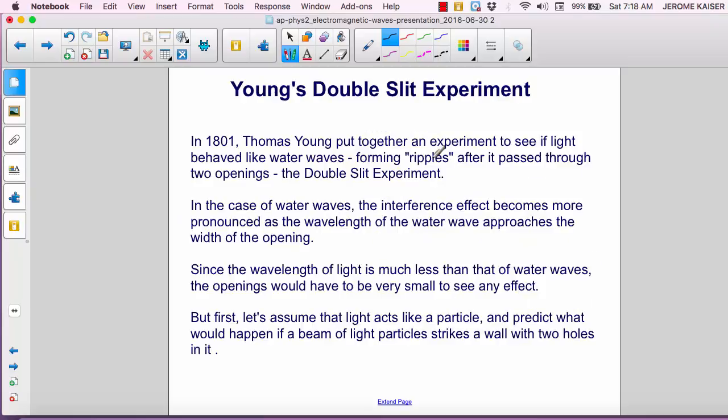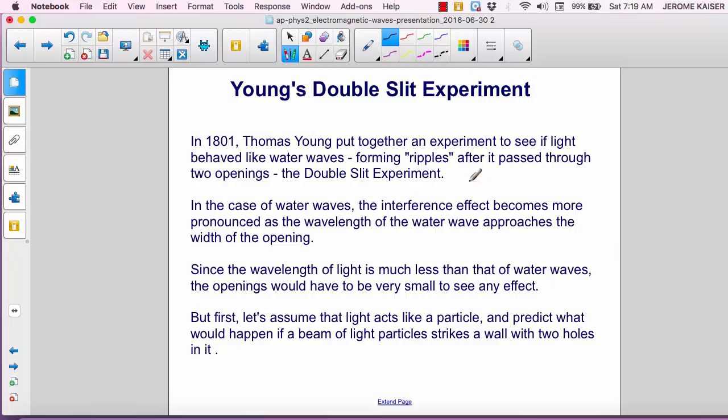In 1801, Thomas Young conducted a very famous experiment, a very critical one. He wanted to see if light would behave like water waves, forming ripples after it passed through two openings. This was known and is known as the double slit experiment. In the case of water waves, the interference effect becomes more pronounced as the wavelength of the water wave approaches the width of the opening. Since the wavelength of light is much less than that of water waves, the openings would have to be very, very small to see any effect for light.